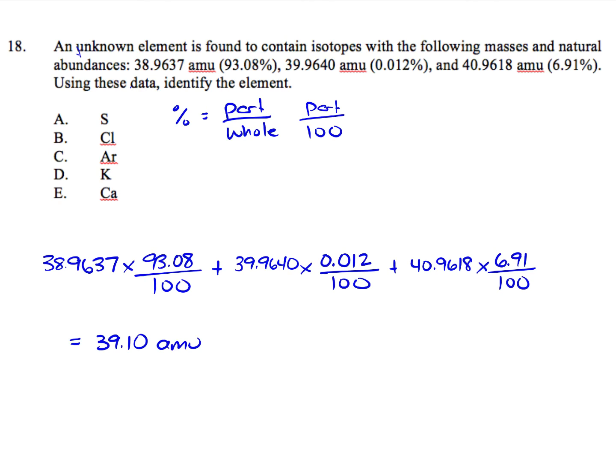Okay, so you're given this list of different elements, so go through and compare what's on the periodic table, because those are the average atomic masses with this number. And you'll find the one that matches is potassium, 39.10. So the correct answer on that one is D. There will be a problem similar to this, so make sure you know how to do that. All right, any questions on this one?